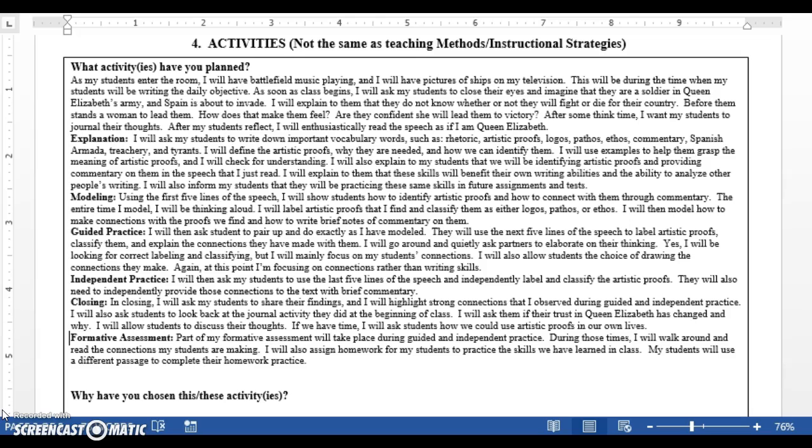So then I'll explain to my students that we will be identifying and providing commentary on artistic proofs, and we'll be doing so by using the speech that I just read. And so they will hopefully already understand the need for artistic proofs. I'll also explain to my students that this is a skill that they're going to need for the rest of their lives. They're going to need to know how to identify artistic proofs, how to analyze them, and also how to use them in their own writing.